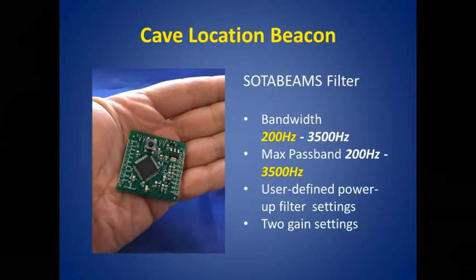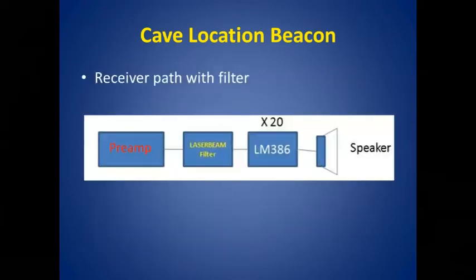It has user-defined power and filter settings. You program the thing, and then every other time it starts up, it's perfect. It also has a couple of gain settings, and I set those with a switch. So the new path, instead of just the audio amplifier down here, is I have a preamp that then feeds the filter and then goes to the final amplifier off to the speaker.